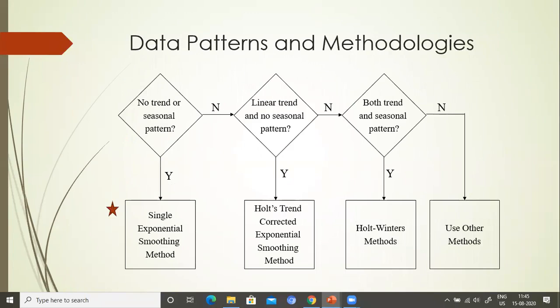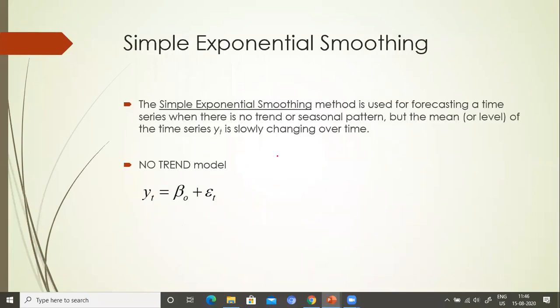So this is a map I have built out. We will cover this one and this one in the second module, but over here we'll cover this. So if we don't have any trend and seasonal pattern, we'll use the simple exponential smoothing method. Okay, so we now get into the method per se. It is used for forecasting a time series when there is no trend or seasonal pattern, but the mean of the time series is slowly changing over time.